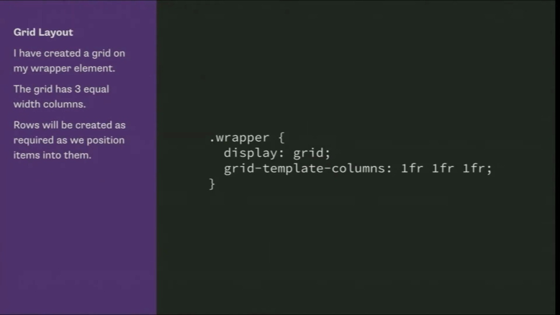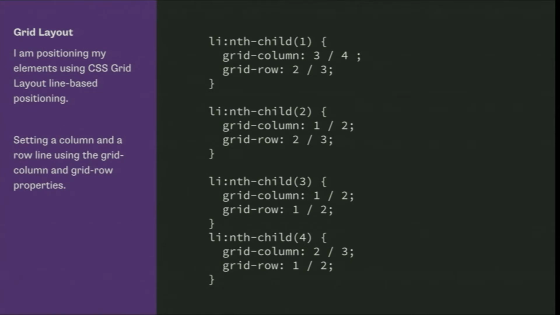CSS Grid goes a step further because it allows us to change the order of elements not just in one dimension, but in 2. So if I've got a parent element set to display: grid, and I've got 3 columns there, I can then position the items with CSS Grid Layout. I'm using the grid-column and grid-row properties. The value before the / is the start line, and the value after is the end line.